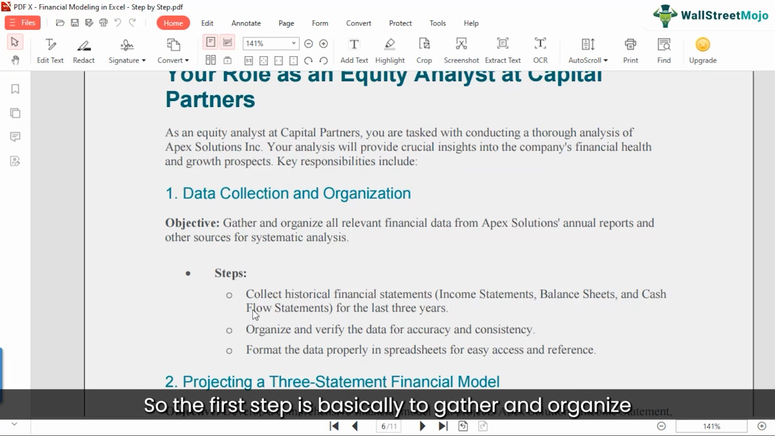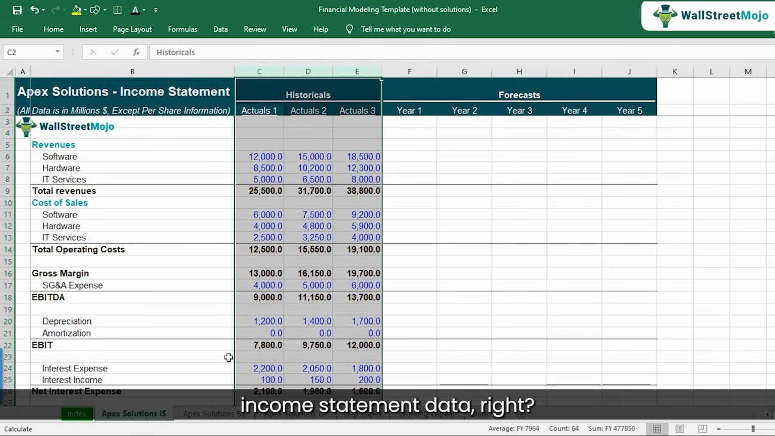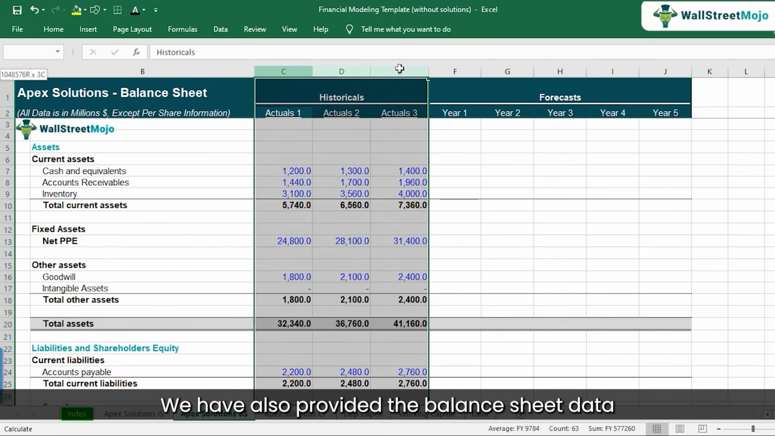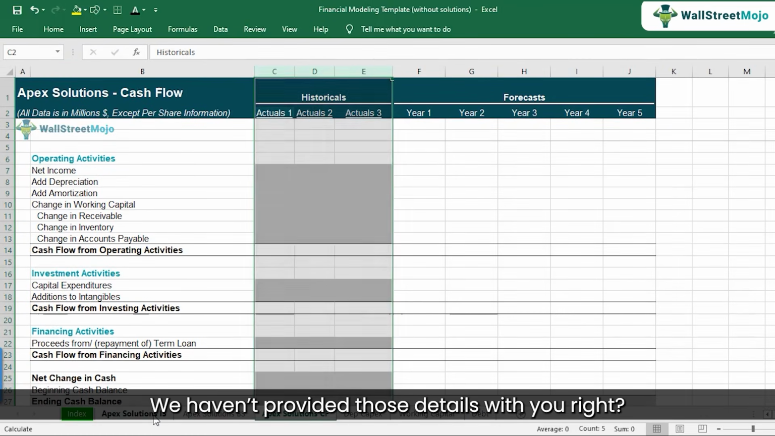So the first step is basically to gather and organize all the relevant financial data from Apex Solutions annual reports, right? So when it comes to creating a financial model, what we do is that we start thinking of the financial data. Where will it come from? The typical approach is that you go to the annual reports, SEC filings, and find the financial data like the income statement, balance sheets, and cash flow. So this is where we have already provided this to you. Income statement data, right? We have also provided the balance sheet data with you, and the cash flows here we didn't need. To simplify, we haven't provided those details with you, right?